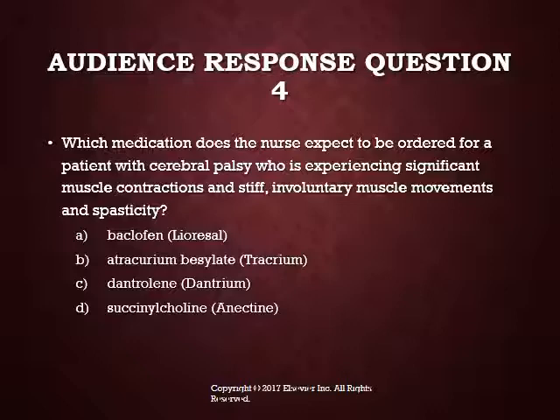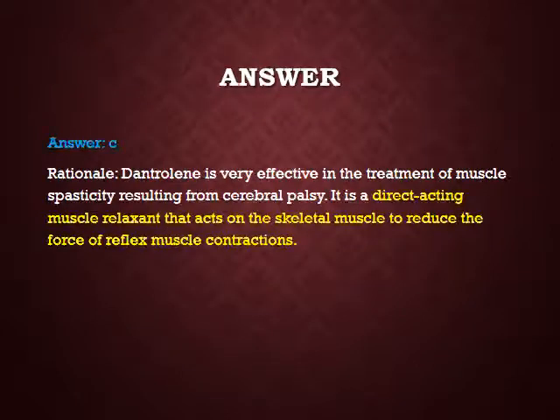Question number 4, which medication does the nurse expect to be ordered for a patient with cerebral palsy who is experiencing significant muscle contractions and stiff involuntary muscle movements and spasticity? A. Baclofen. B. Tracrium. C. Dantrolene. Or D. Succinylcholine. So which medication would the nurse expect to be ordered?